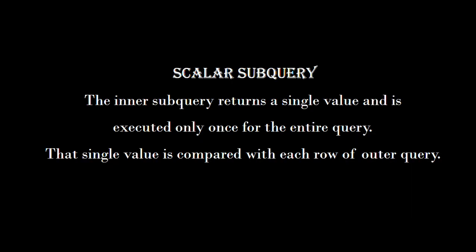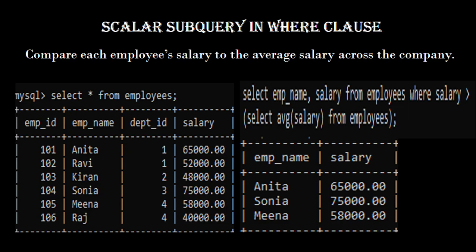Now we'll look at scalar subquery. The scalar subquery is where the inner subquery returns a single value and is executed only once for the entire query. That single value is compared with each row of the outer query. Let's see how it works.